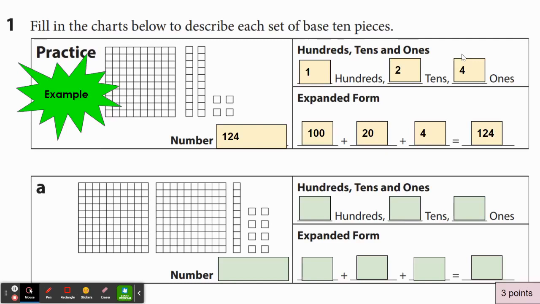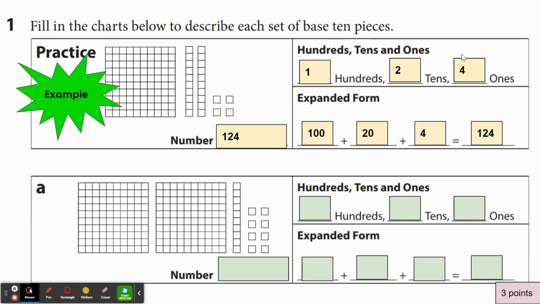I'm going to read the directions for each question on the checkpoint in this video. Number 1, fill in the charts below to describe each set of base 10 pieces. You can see there is a practice example at the top.